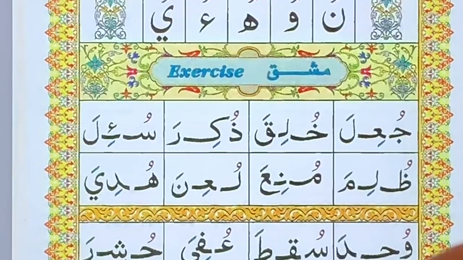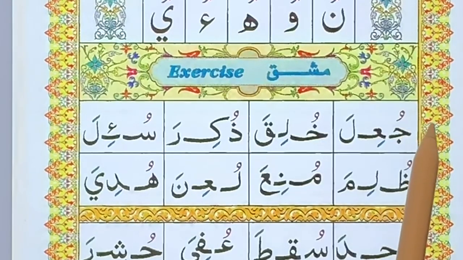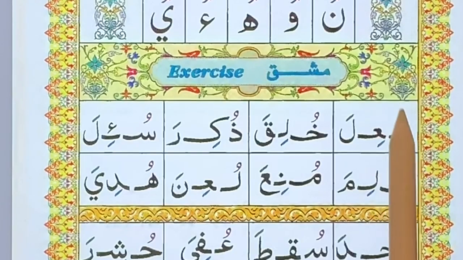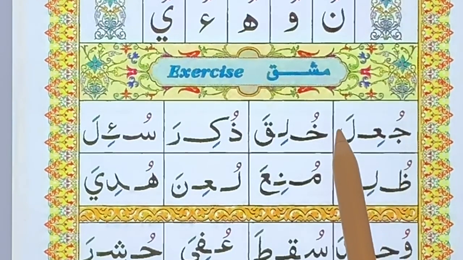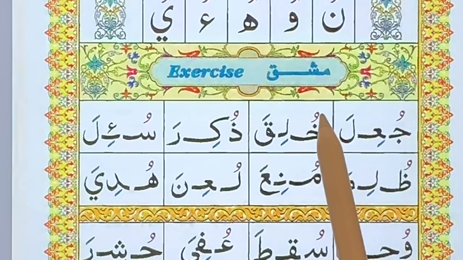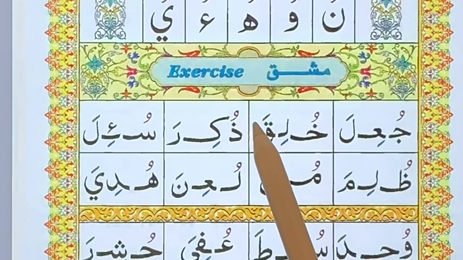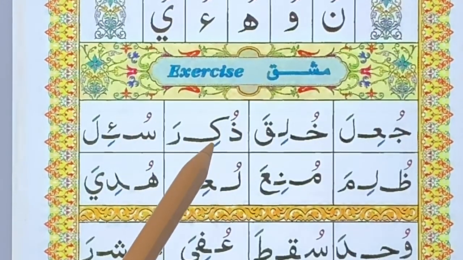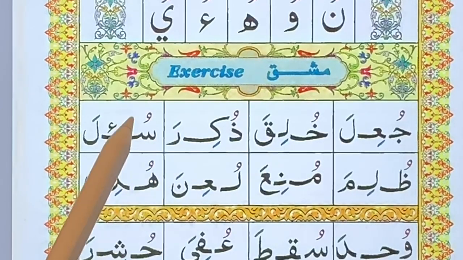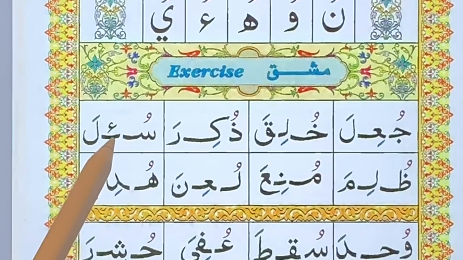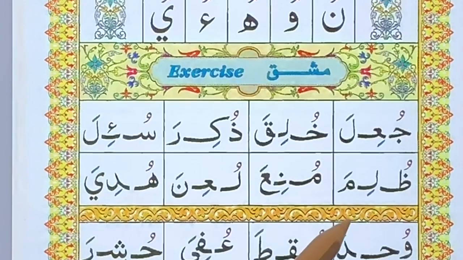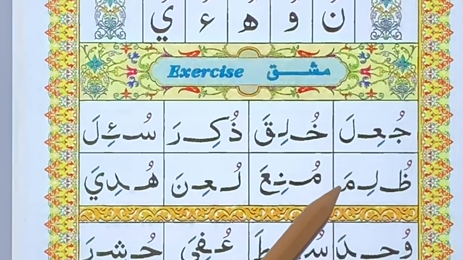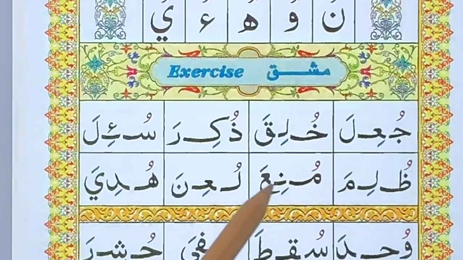Now for the exercises on the bottom. We have all three now of the vowels. Ju, i, la. Khu, li, qa. Dhu, ki, ra. Su, i, la. Dhu, li, ma. Mu, ni, a.